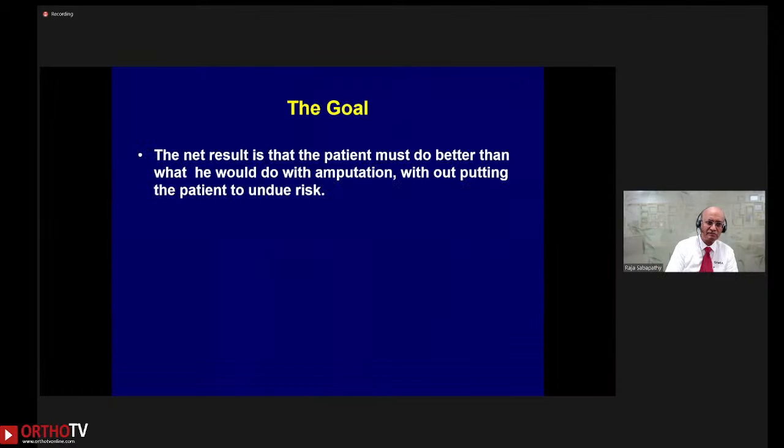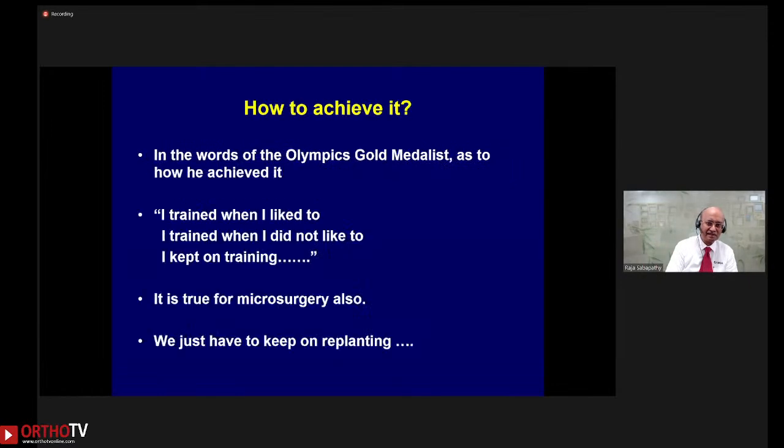That's the 3-year follow-up. So the goal is that the net result is the patient must do better than what he would do with amputation, without putting the patient to undue risk. We don't take risk at all. If you think it's a problem, I take it off. But we should see that we don't get into that spectrum. Again, that's it. So this is the last slide.